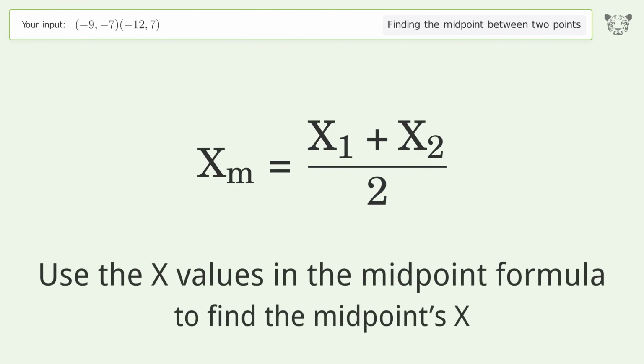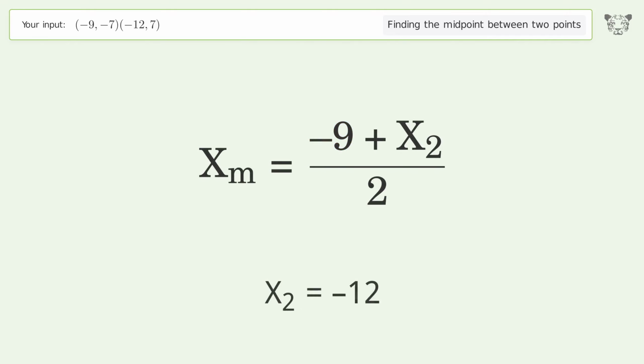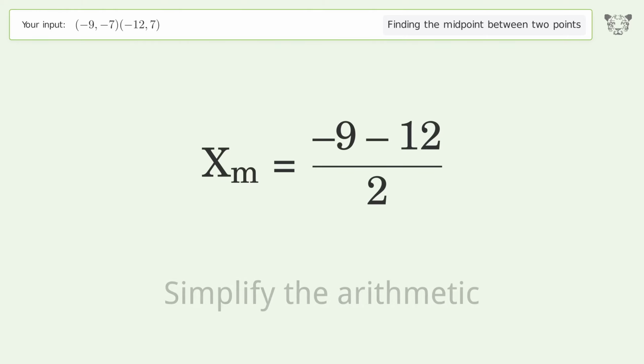Use the x values in the midpoint formula to find the midpoint's x. x1 equals negative 9. x2 equals negative 12. Simplify the arithmetic.